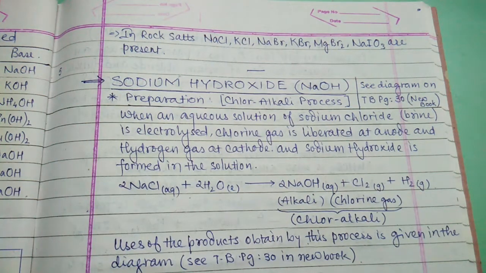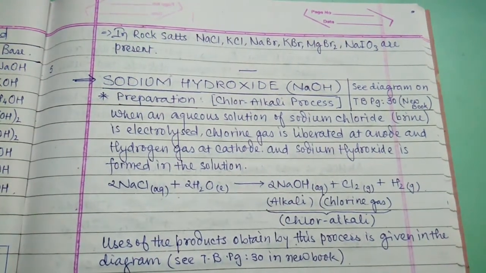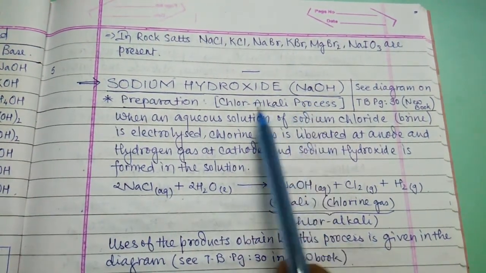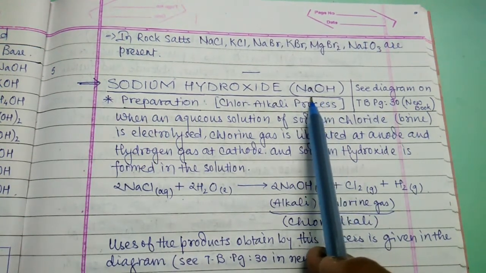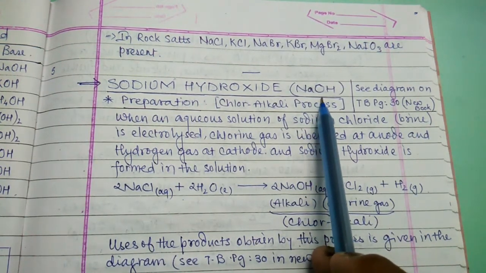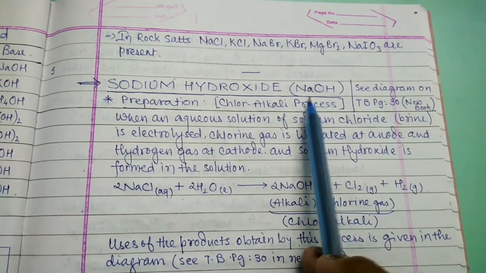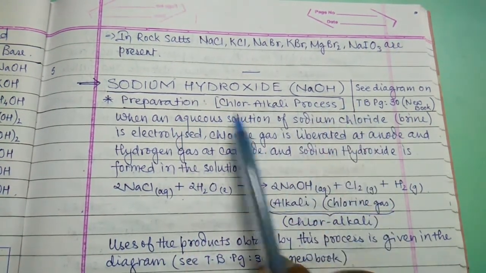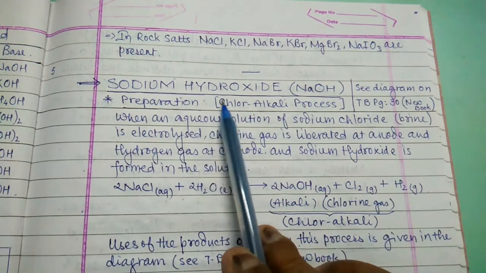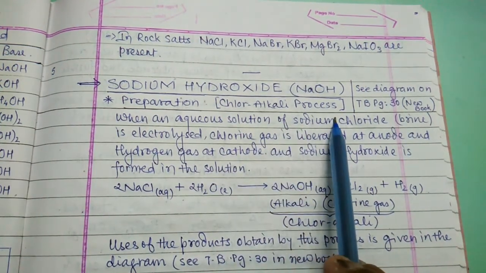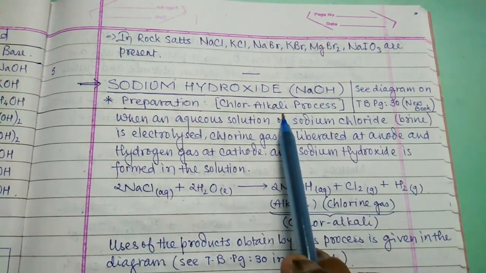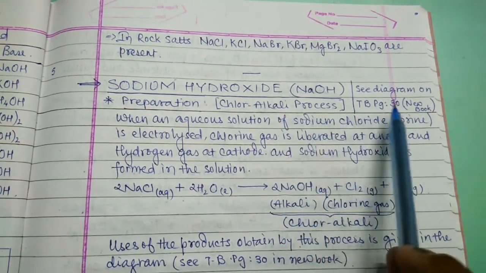First one is sodium hydroxide. The sodium hydroxide, its chemical formula is NaOH. It is also called caustic soda. The preparation of sodium hydroxide is called the chloralkali process. It means chlorine and alkali are obtained simultaneously by this process.